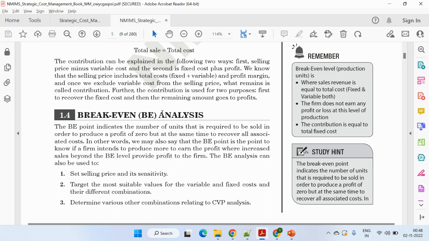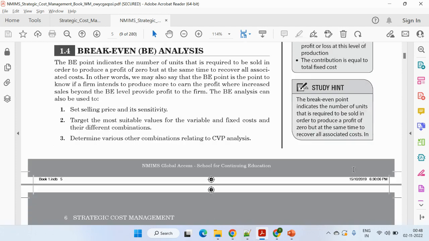So it's basically a threshold point, or you can say the maximum number of units which can be sold to produce a profit of zero, but at the same time the recovery of all the associated cost is zero in this case, right?